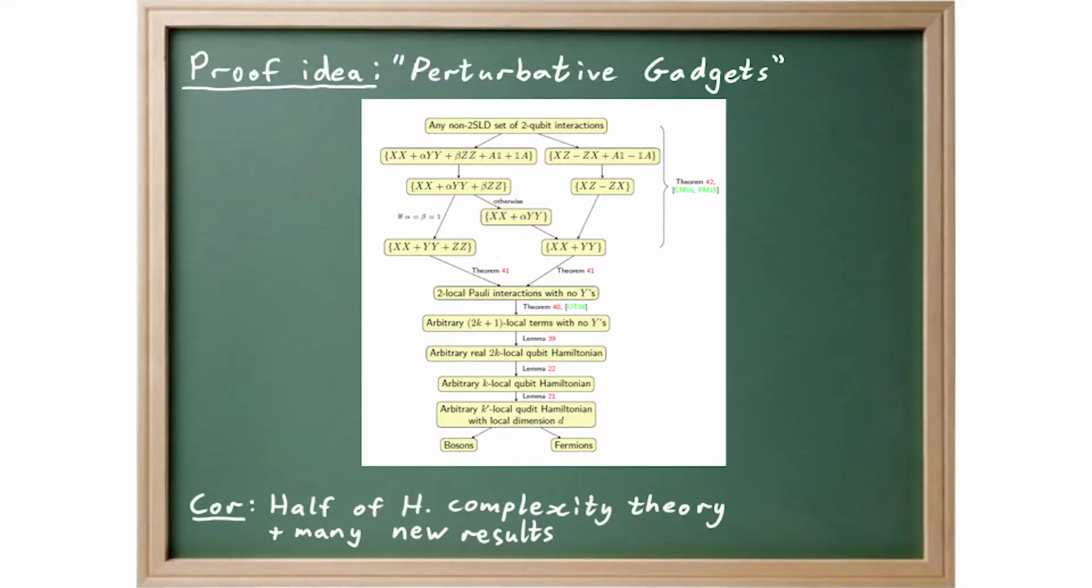Okay, here's the actual full proof. It involves chaining together a huge number of gadgets. It's a bit long, but at the end of the day, we understand that not only can we construct these universal Hamiltonians, we can also characterize them, at least for when we have two-qubit interactions. And the nice thing about this theorem is that half of Hamiltonian complexity theory just follows from this classification theorem, plus a whole bunch of new results. And what I want to talk about in the rest of this talk is one of these new things that comes out of this work.